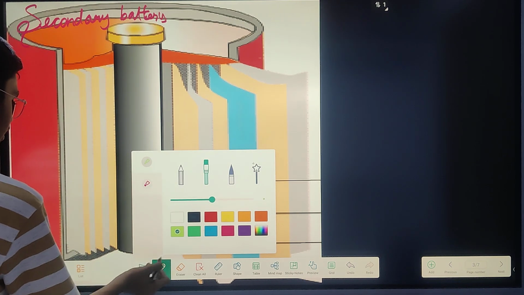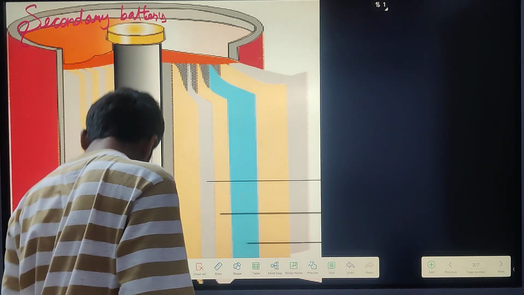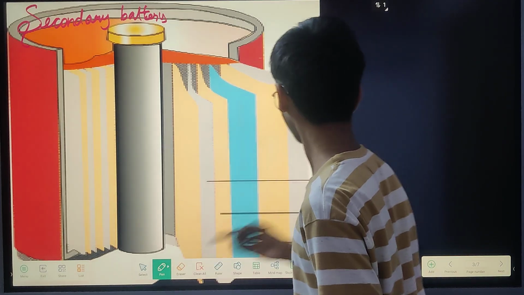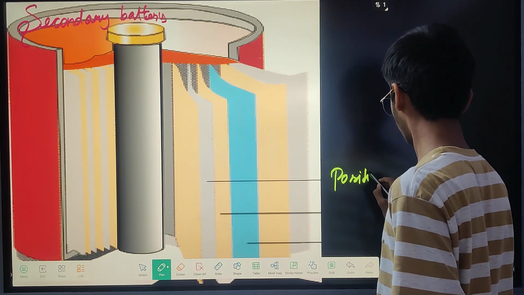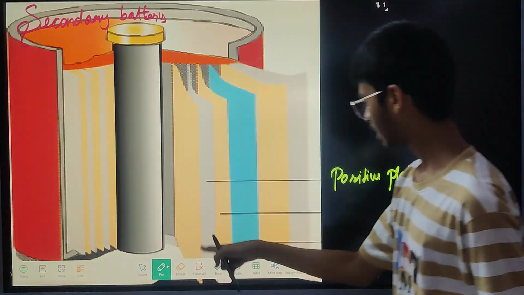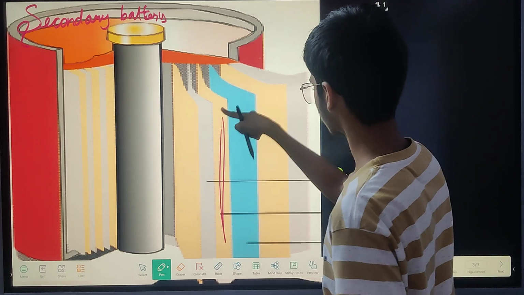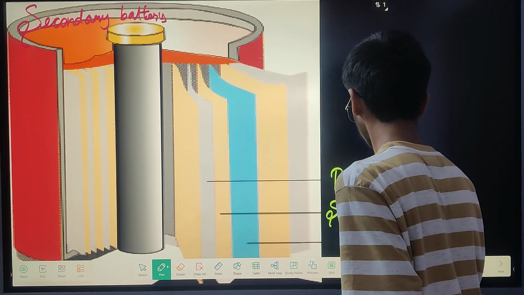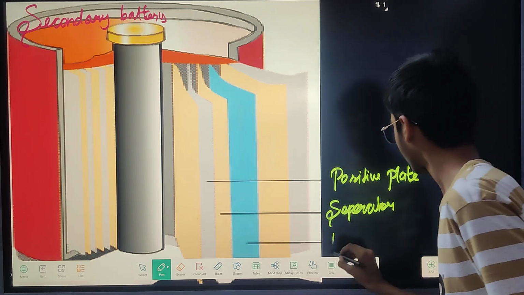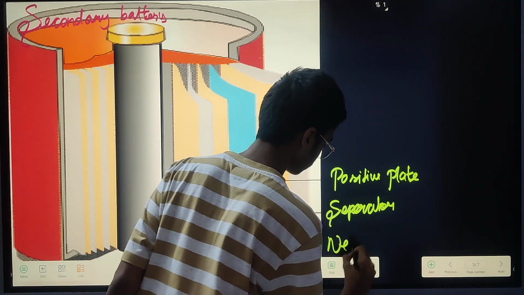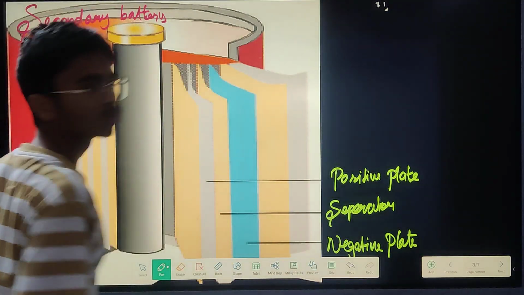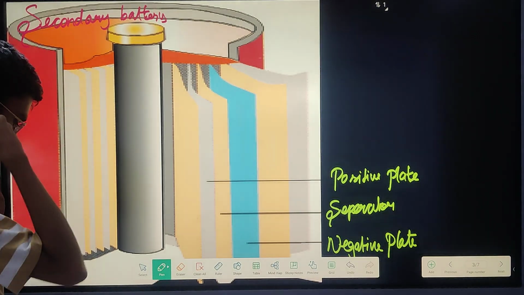Positive plate is there, then the separator will be there, then the negative plate is also there. Positive plate is this plate. Then next to this is the separator. This yellowish color is the separator. Then this blue color plate is the negative plate. So these are those three.